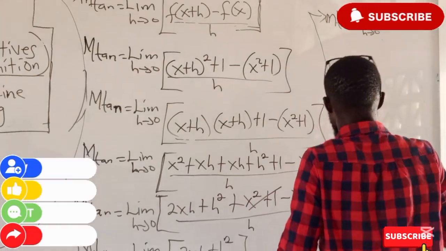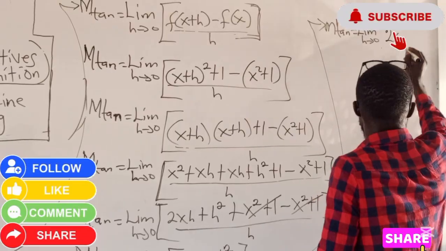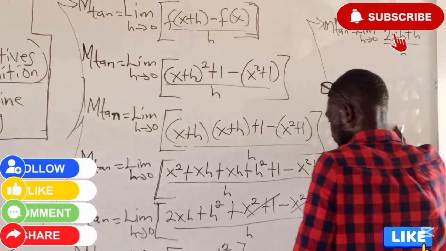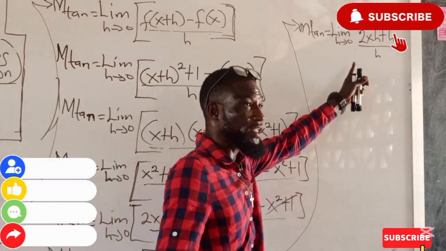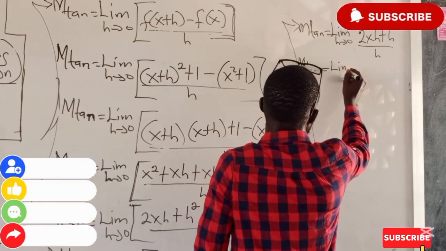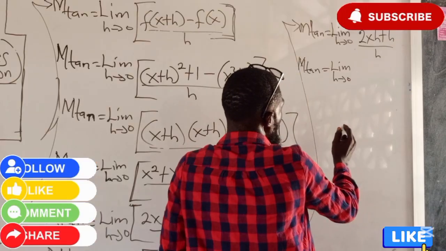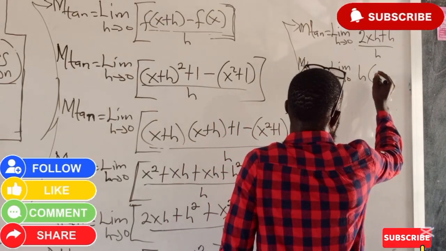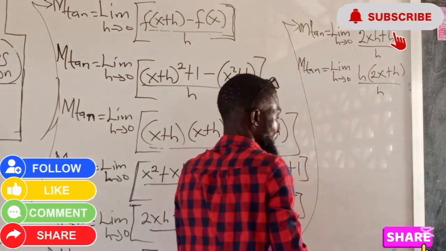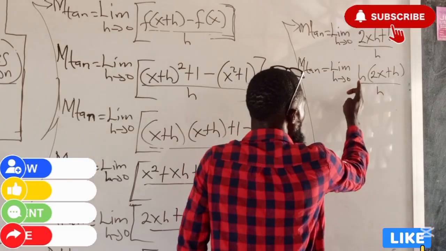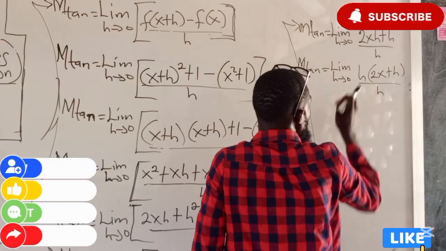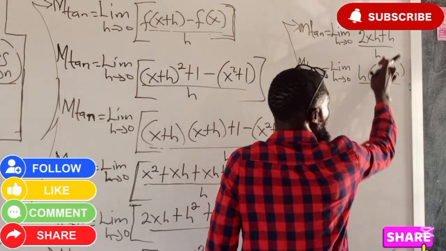So we say 2xh plus h squared over h. What do we do? We factor this guy. In factoring, m tangent will just be equal to the limit as h approaches 0. We bring one h outside, parenthesis open, we get 2x plus h, parenthesis closes, over h. Because when we multiply h times 2x, we automatically get 2xh, plus h times h will give h squared.